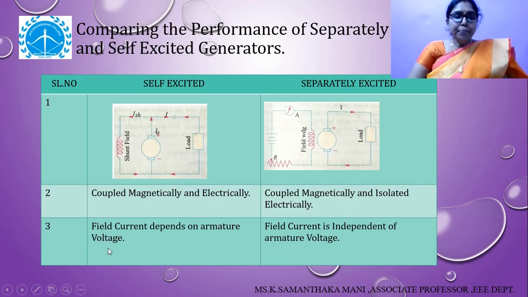Next, the field current depends on the armature voltage. Obviously, in the case of the self-excited generator, the field current depends on the armature voltage, because how much current flows here depends upon the armature voltage only. It is independent of the armature voltage in the case of the separately excited generator. Why? Because if I change the variable resistance here, I can control the field current flowing through the field winding in the separately excited generator. So it is independent of the armature voltage.